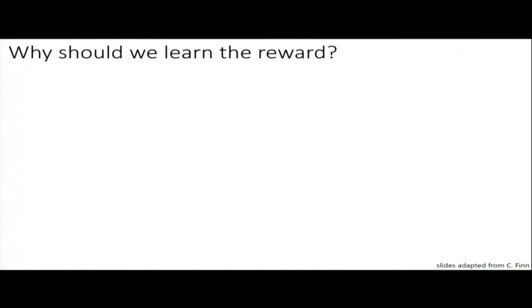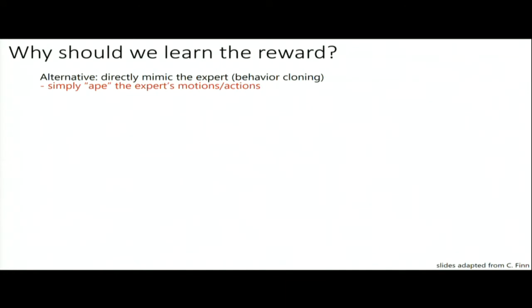So why should we think about learning the reward function? Well, there is an alternative, and we learn about that very early on in this class, which is to just look at an expert demonstration and try to directly copy that demonstration, which is a very reasonable alternative if you have demonstration behavior. But in some cases, it can be a lot better to actually recover the expert's true objective. So if you have demonstrations and you want to do behavior cloning, imitation learning, like what we did in homework 1, you're essentially asking the system to copy, to ape the expert's motions or actions without really understanding the underlying cause of those motions or actions.